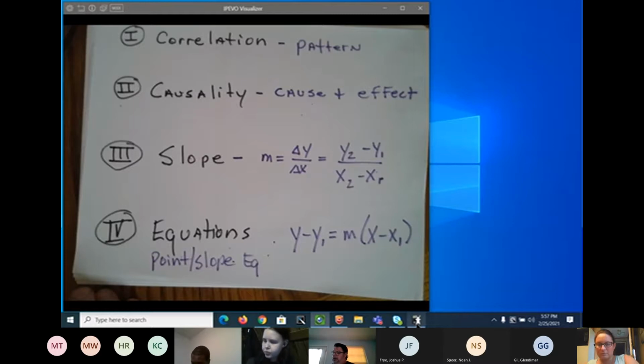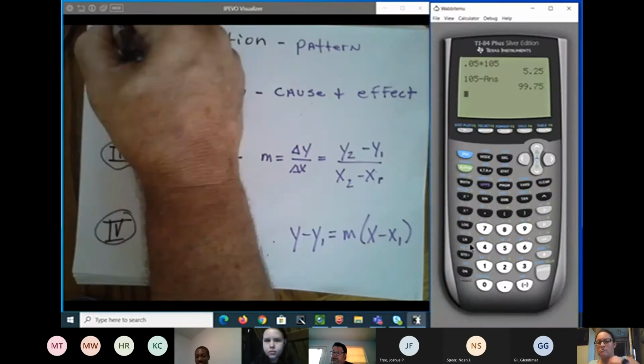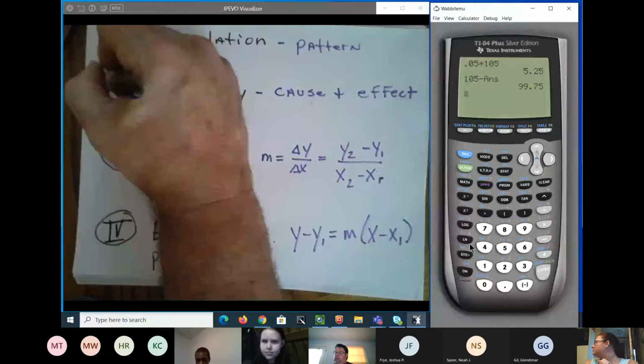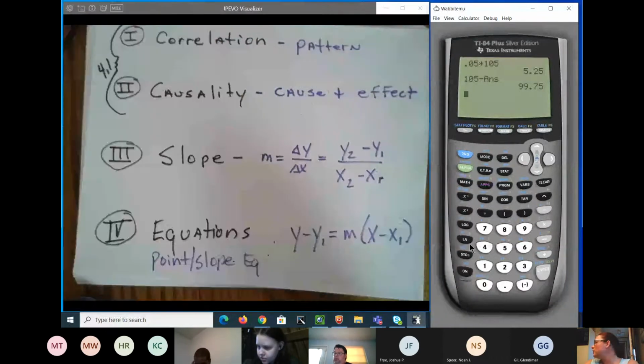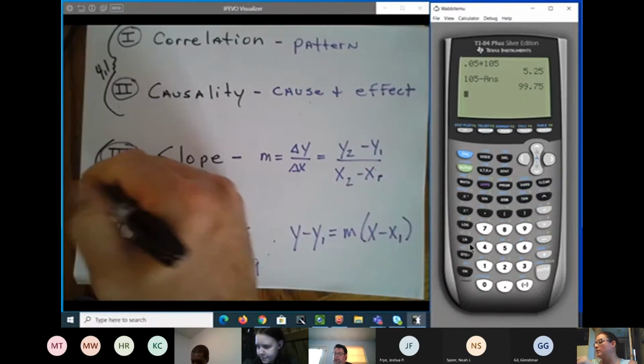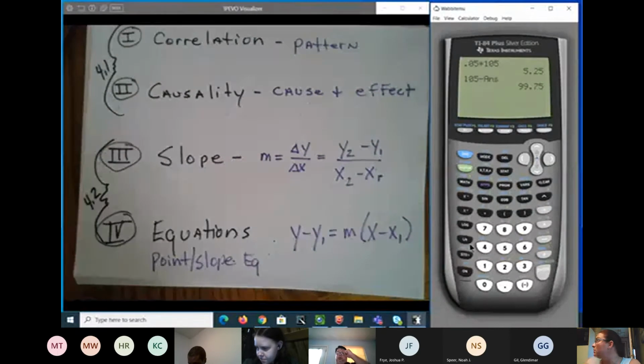All right, so anyway, these are your four areas right here, 4.1 and 4.2. I think this is 4.1, and this right here is 4.2. Now, what is correlation? Correlation is seeing a pattern. I'm going to show you an example here. Here is correlations.